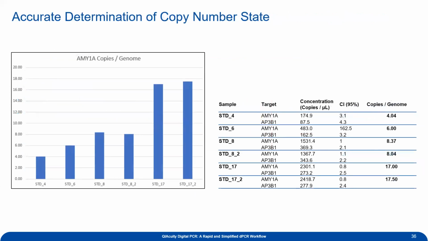So for donor number 4, what did we get? We got a copy of 4. For donor 6, we got a copy of 6. For these 2 donors that had 8, we're getting 8. For those 2 donors that had 17, we're getting 17. Then over here, you can see the copies per genome and the relative confidence interval associated with that.